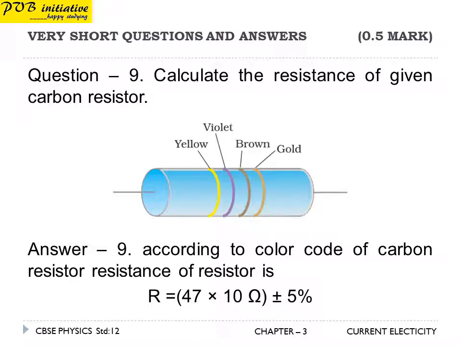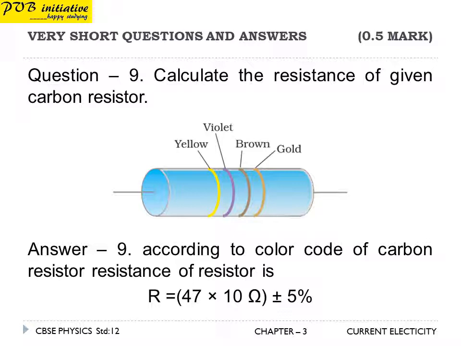Question 9. Calculate the resistance of a given carbon resistor. Here, the given carbon resistor contains yellow, violet, brown and gold. The method of holding a carbon resistor is always from the gold or silver line at the end. We have to hold it from that point, then start calculating the resistance of the given carbon resistor.